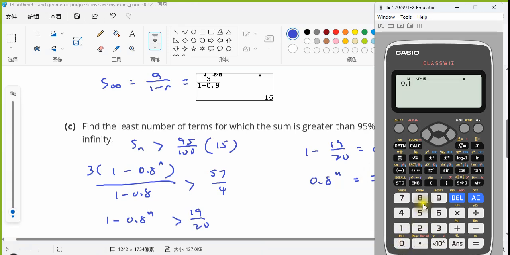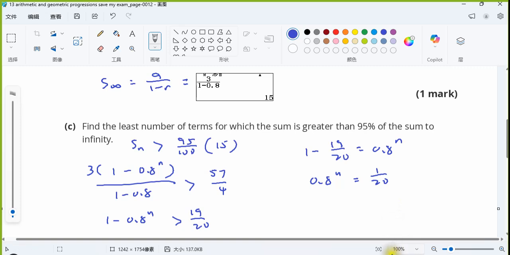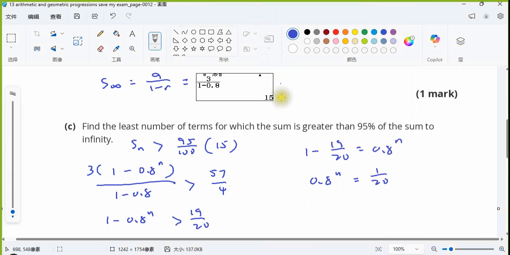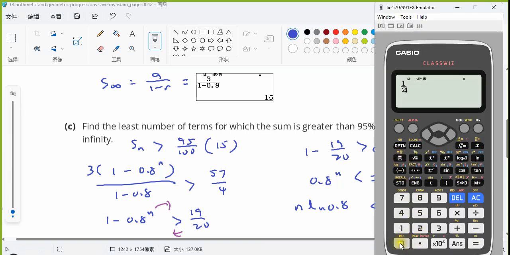Okay, so 0.8 power 2, power 3, and then power 4, we won't get 1 over 20. So we use ln. Okay, so we use ln here. But just now the inequality sign I have to change. This one is actually moved here and here. So this is greater than, this is less than. So we have n ln 0.8 less than ln 0.05. 1 over 20 is 0.05.